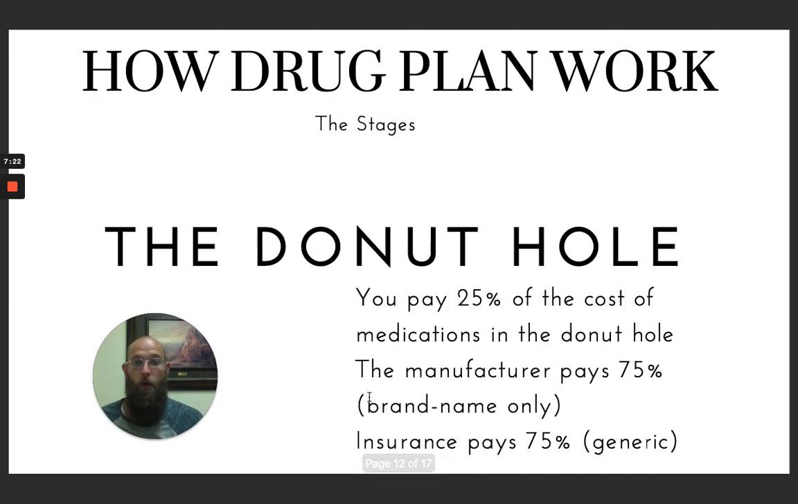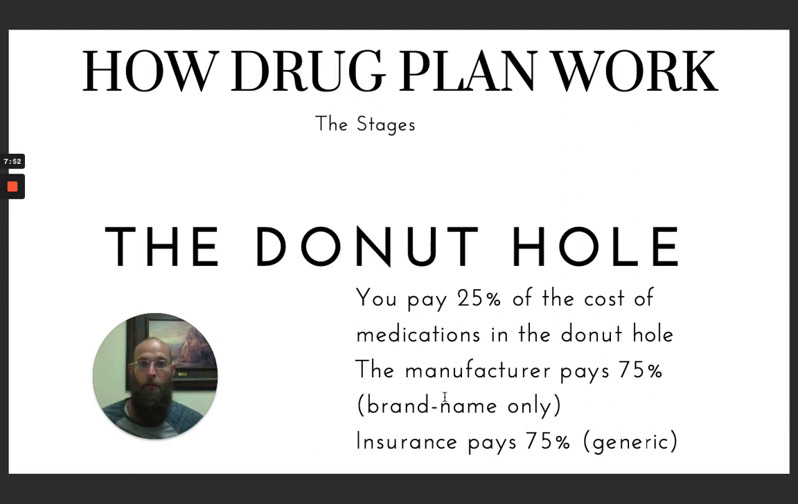So the way that works is you're going to pay 25% of the cost of the medication in the donut hole. So if it's a $1,000 medication, your copay, basically your co-insurance, is going to be $250. If it's a $50 medication, then your copay will be $7.50. Okay, so you're going to pay 25% of the cost in the donut hole. The manufacturer on a brand name will also contribute 75% towards that.